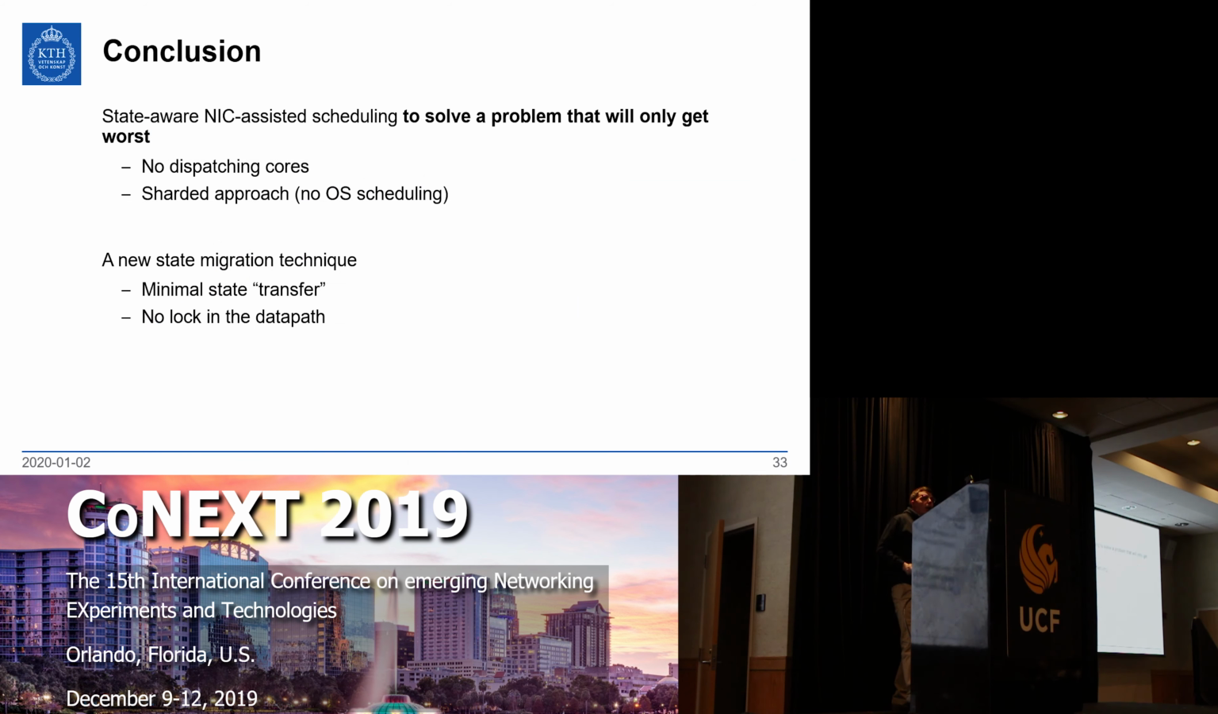Okay, so what I've presented here is a NIC-assisted scheduler, which is state-aware. Why is it very important to be NIC-assisted? Because it avoids the use of dispatching cores, which are a real bottleneck as shown in the paper and in the previous sharding approach. And the fact that we avoid these dispatching cores allows us to keep this sharding approach, and thanks to our state migration algorithm, we can avoid mostly any shared data structure.